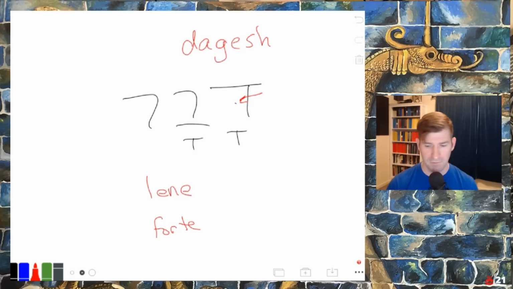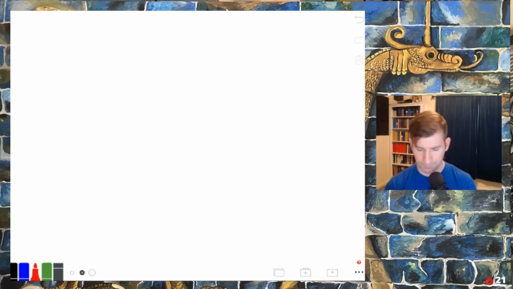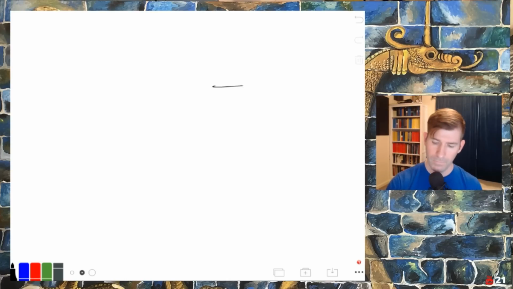There are two types of dagesh, and they look exactly the same. They're just a dot in the middle of a letter. Now, what's the difference between them? Well, let's start with the weak dagesh, dagesh line.